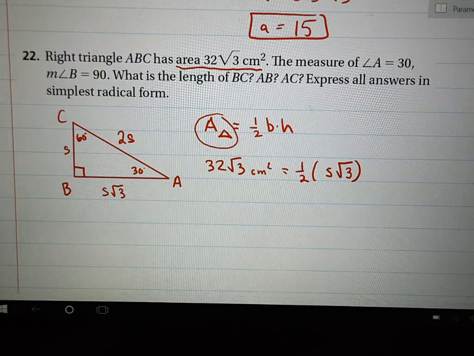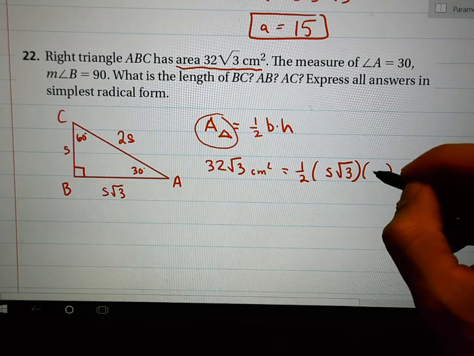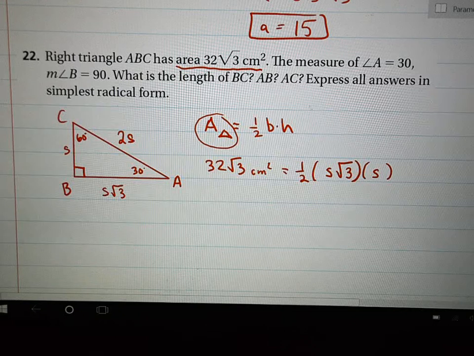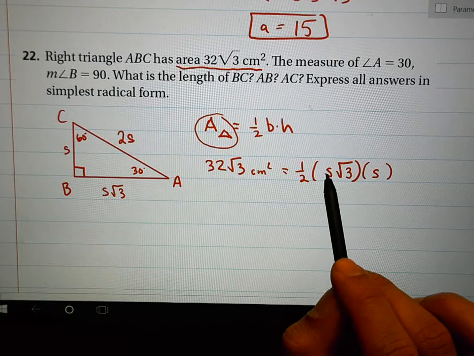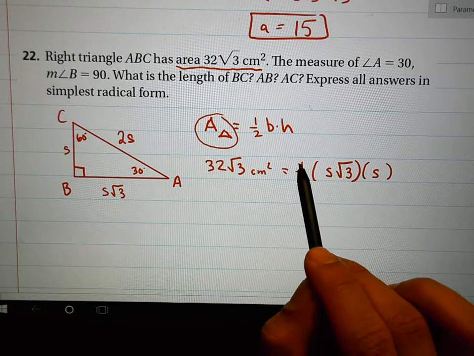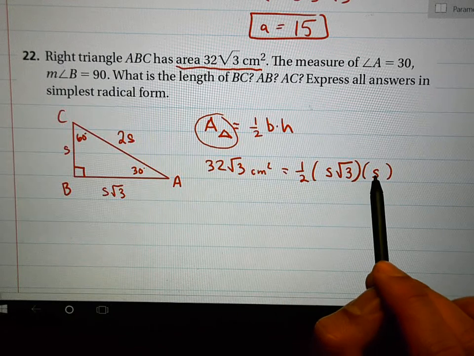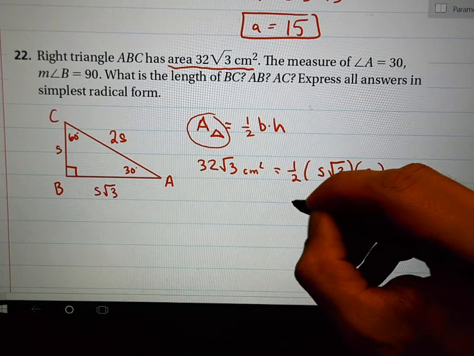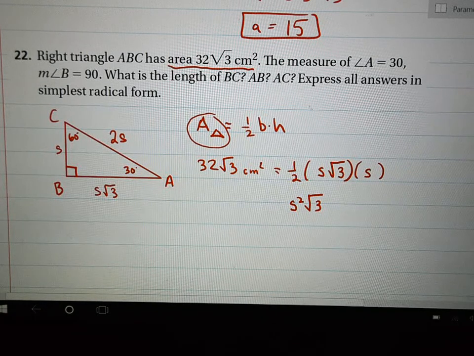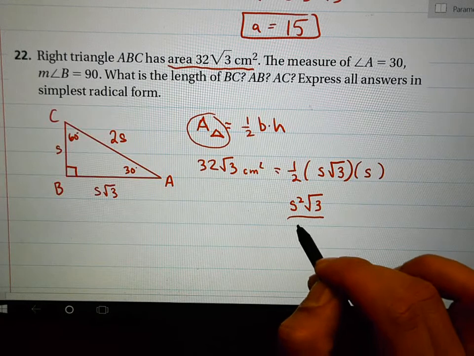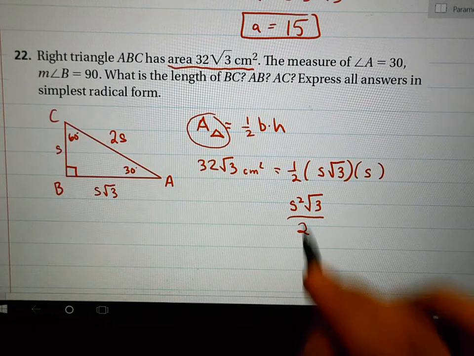Times the height of our triangle. Remember, the base and the height always have to be perpendicular. The height of this triangle is? Now, some of you will look at this and not know how to combine this, but let's just go ahead and multiply coefficient times numerator. 1 times s would be s squared root 3, and technically this is all over 2. I'm just simplifying that right-hand side.